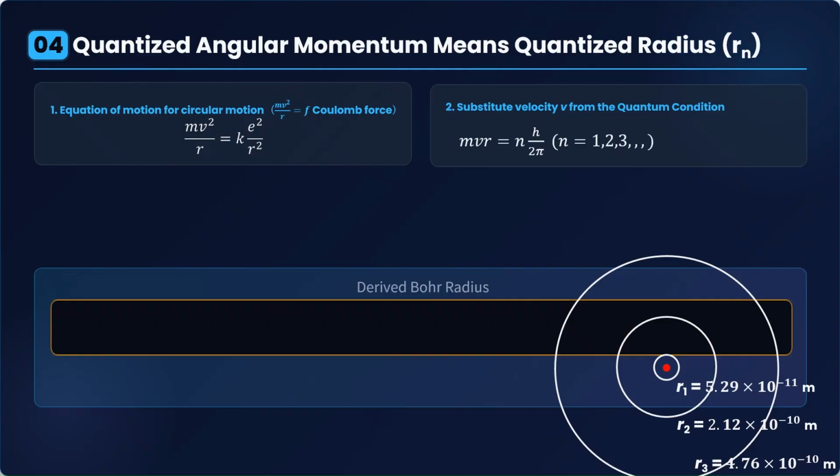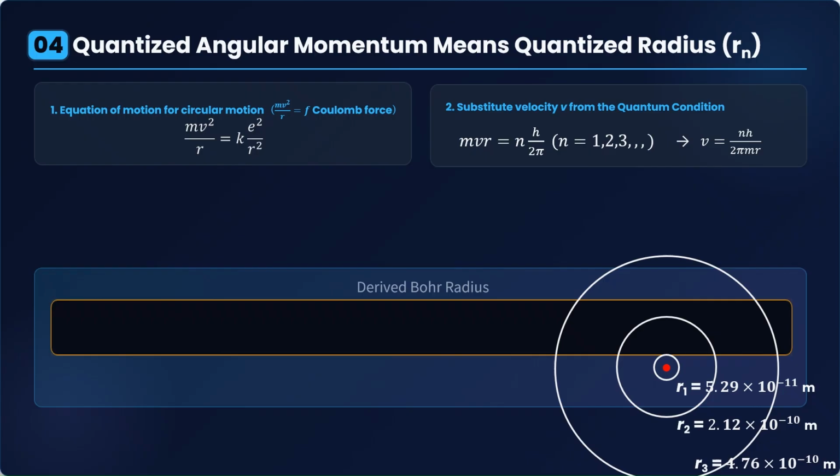We have multiple unknowns, r and v. Don't just start manipulating equations randomly. Lock on to your target. Let's find the orbital radius r first. Which variable should we eliminate? Yes, the velocity v. So first, let's solve the quantum condition for v.